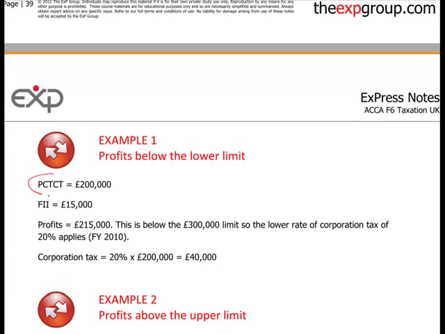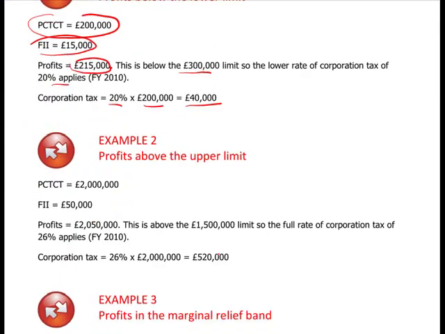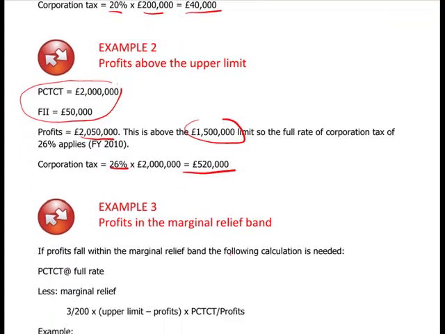Supposing you have profit chargeable of 200,000 and your FII of 15,000. Profits are therefore 215,000. This puts you below the 300,000 limit, and therefore the lower rate of corporation tax will apply. So 20% times 200,000 equals 40,000. If you have profits above the upper limit, you calculate that by adding those two numbers together. It's above the 1.5 million limit, so you pay at 26%, which equals a 520,000 tax liability.